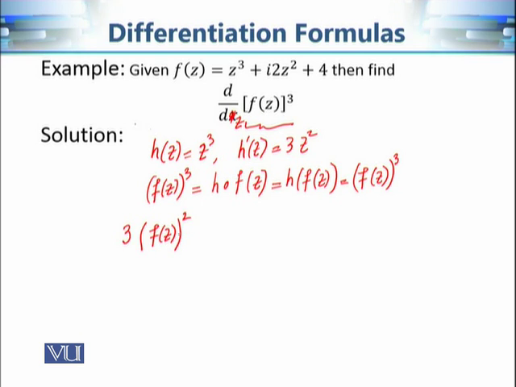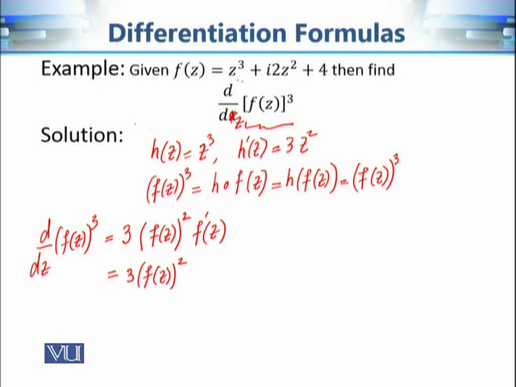And what is the inside function? This is f of z. So then we multiply it with the derivative of f of z. That's how we take the derivative of this f of z cube. Now we can easily calculate the derivative of this f of z. So we have 3 f of z square.